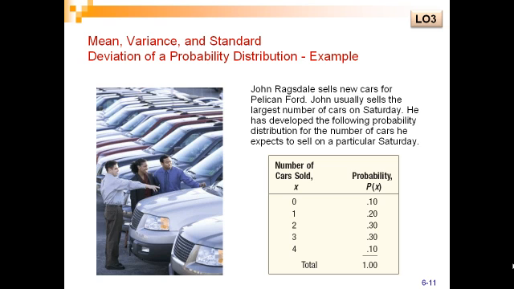Now we will look at an example of the mean, variance and standard deviation of a probability distribution. John Ratsdale sells new cars for Pelican Ford. John usually sells the largest number of cars on Saturday. He has developed the following probability distribution for the number of cars he expects to sell on a particular Saturday.